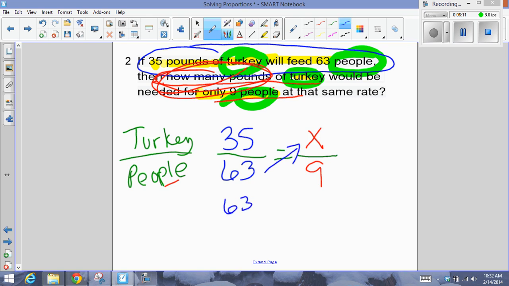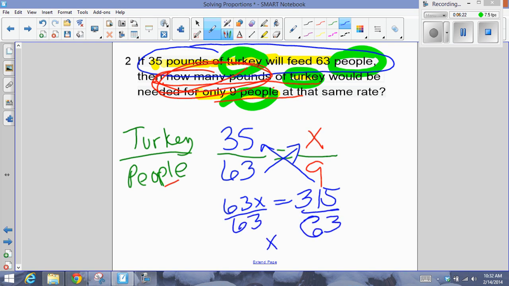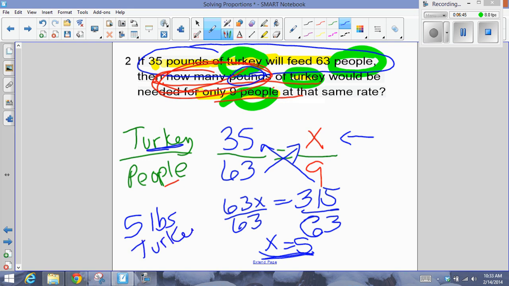63 times X is 63X. 9 times 35 is 315. Divide by 63, divide by 63, and X equals 5. So it is a word problem, so I can't just leave my answer like this. What is this 5? Is it 5 turkey or 5 people? Well, if I go back up and look at my X, it's on the top. And remember, the top was turkey. So I need 5 pounds of turkey.